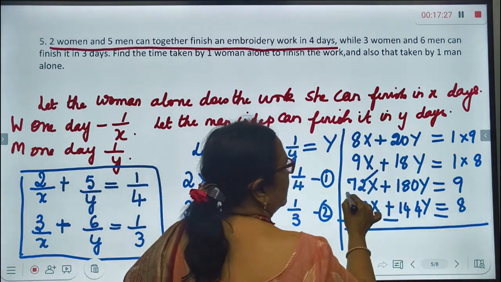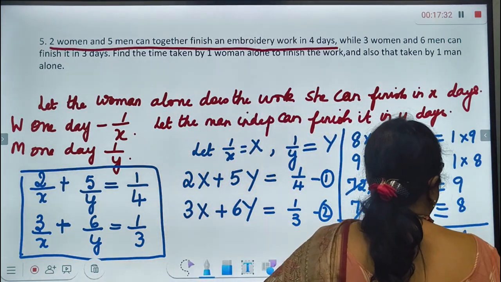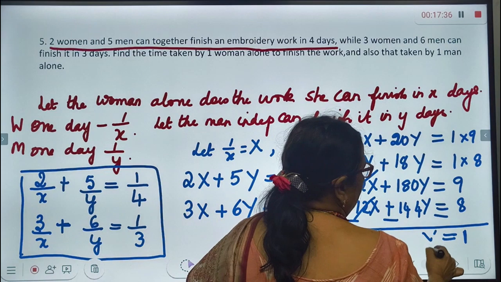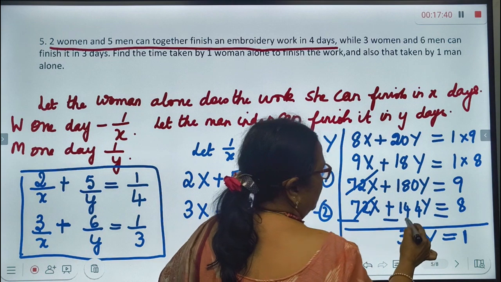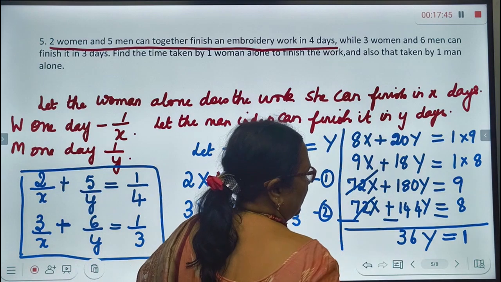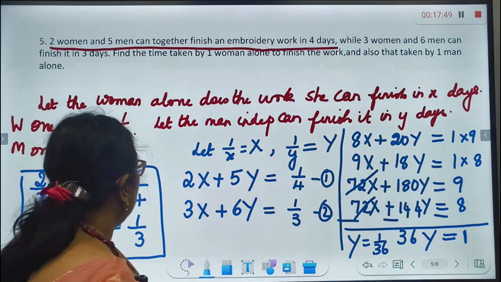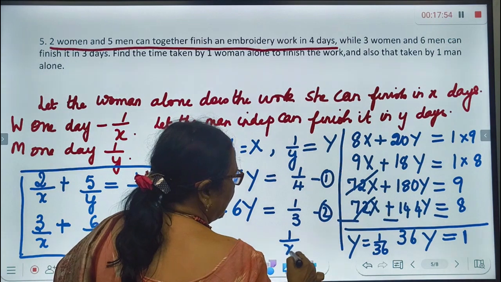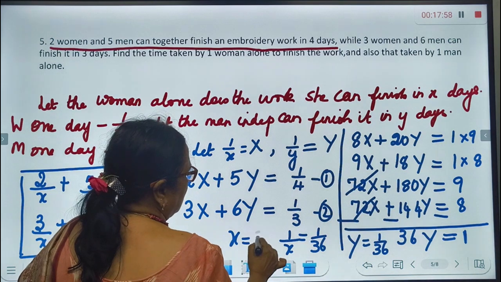What will I get? So 9 minus 8 is 1. 180 minus 144 is 36, since if I add 36 to 144, I get 180. So capital Y is 1 by 36. But what is capital Y? Capital Y is 1 by y. So 1 by y is equal to 1 by 36, which means y is equal to 36.